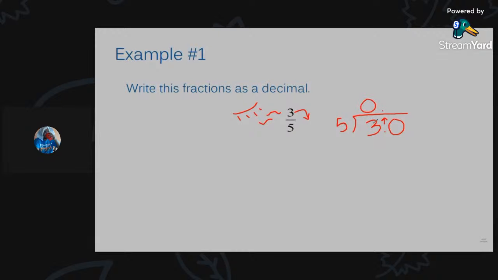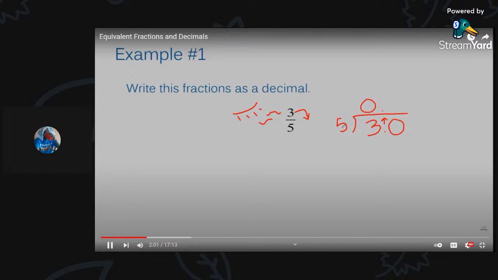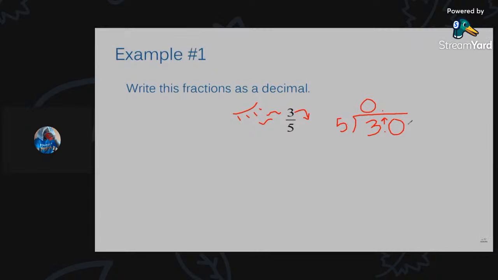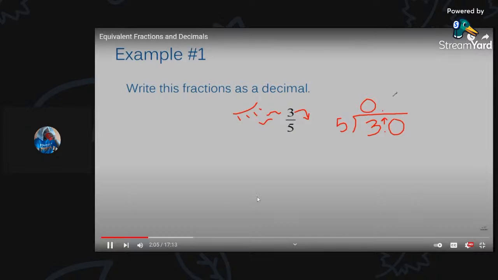5 does not go into 3. So you ask yourself, how many times does 5 go into 30? And it goes into it 6 times. And it is 30 exactly. So you subtract and you get 0. You have nothing left to bring down. You have a 0. So your answer is 6/10.